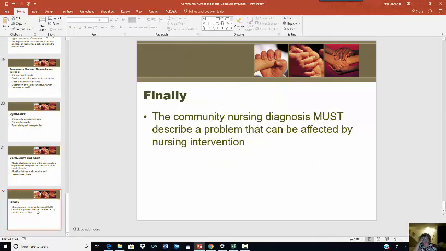And then the diagnosis must describe a problem that nursing can solve through nursing intervention. It's got to be something that we can act upon. So you want to make sure that whatever you pick is something nursing can do something about, because there are other problems that need to be addressed, and those can be referred to other disciplines or other agencies. But we're looking at what can we do as nurses about this problem.